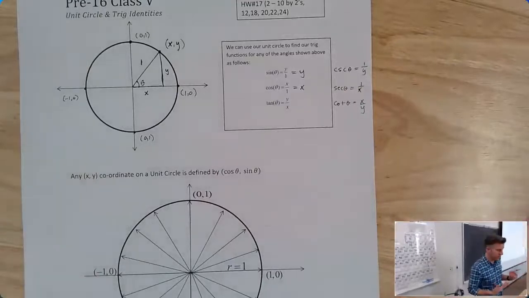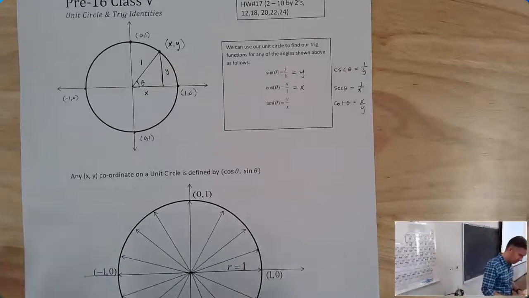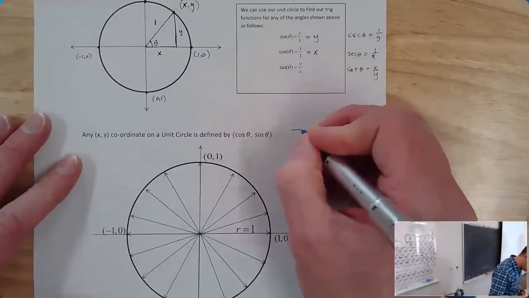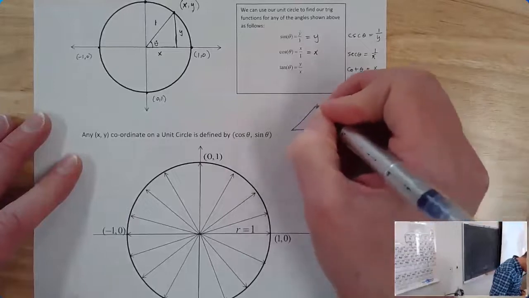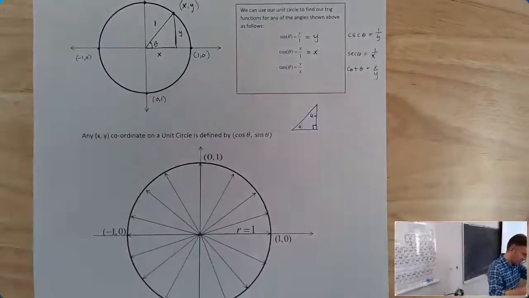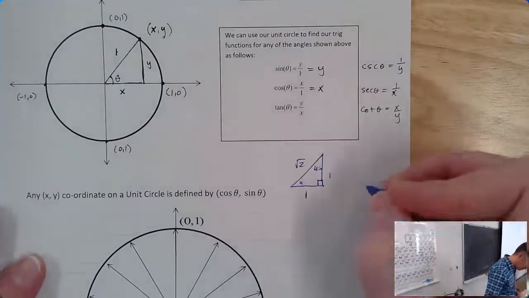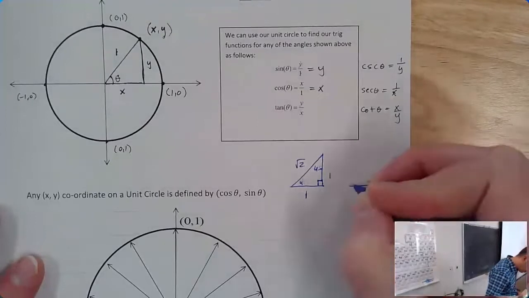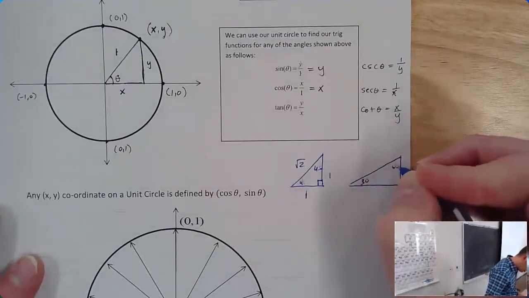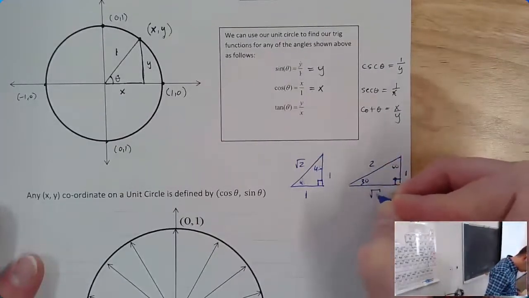Now, what we can do with this is use our special triangles to think about how they're going to orient on the unit circle in various quadrants. From a couple times ago, here are our special triangles. You've got your 45, 45, 90 special triangle, whose sides are 1, 1, and the square root of 2. And you've got your 30, 60, 90 triangle, whose sides are 2, 1, and the square root of 3.